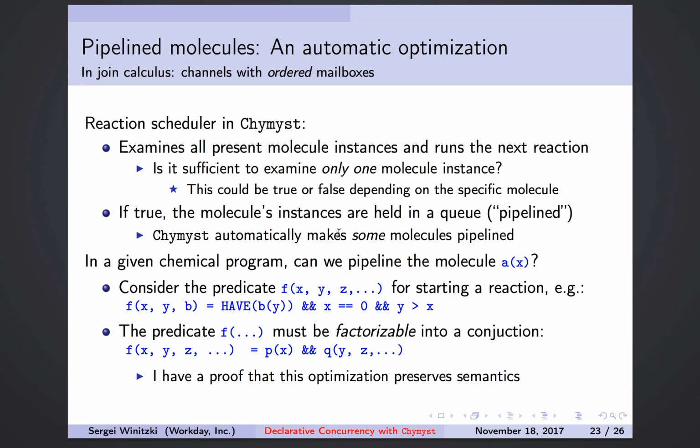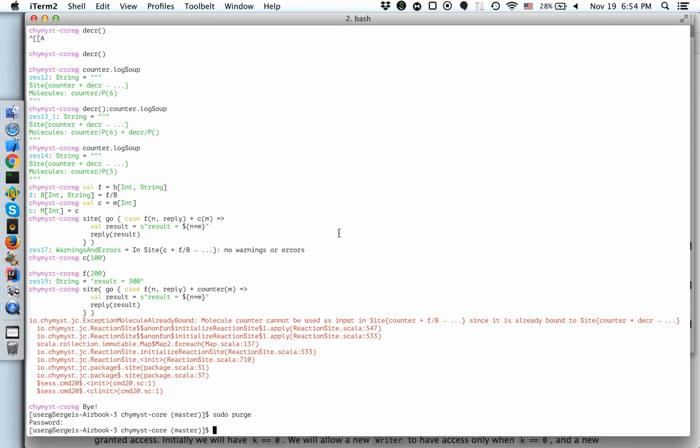If the chemical program is such that it is sufficient to look at only one molecule instance and still be able to schedule all the possible reactions, then this molecule is pipelined. And Chymyst has code that automatically selects pipelined molecules. So certain molecules become pipelined. That is the /p that we have seen in the tests over here. So this is the /p. It tells me that the counter molecule is pipelined.